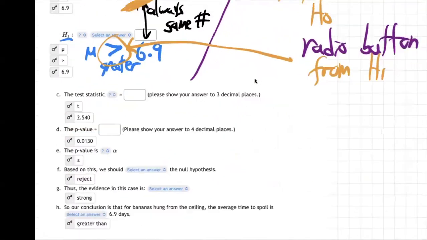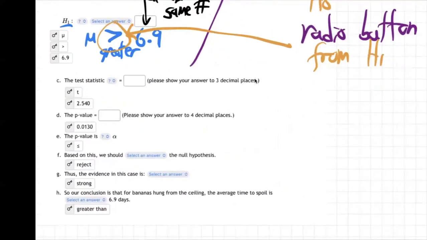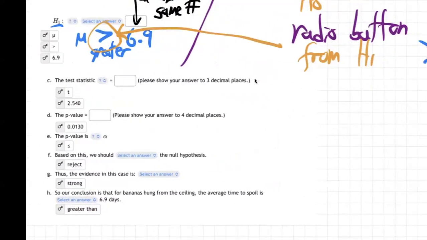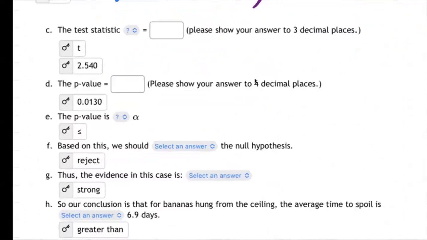Now it's time to draw some conclusions. And so now we come on in here and we go, all right. So the P value right here, 0.013. Oh, that's the P value.